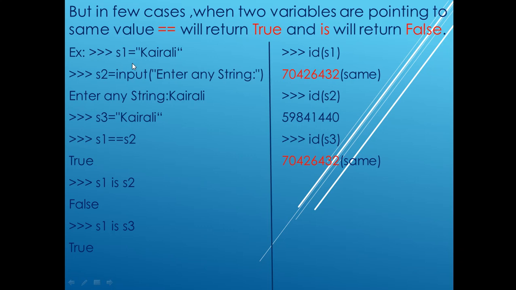So through the example I have taken it over here. S1 is a variable, and under this variable Kerali, this string value is stored under the quotes. So S1 equal to Kerali. Another variable I have taken as S2, and here one new thing you are able to see is input, enter any string. Input is the name of the function which is used to take the value from the user through the keyboard.